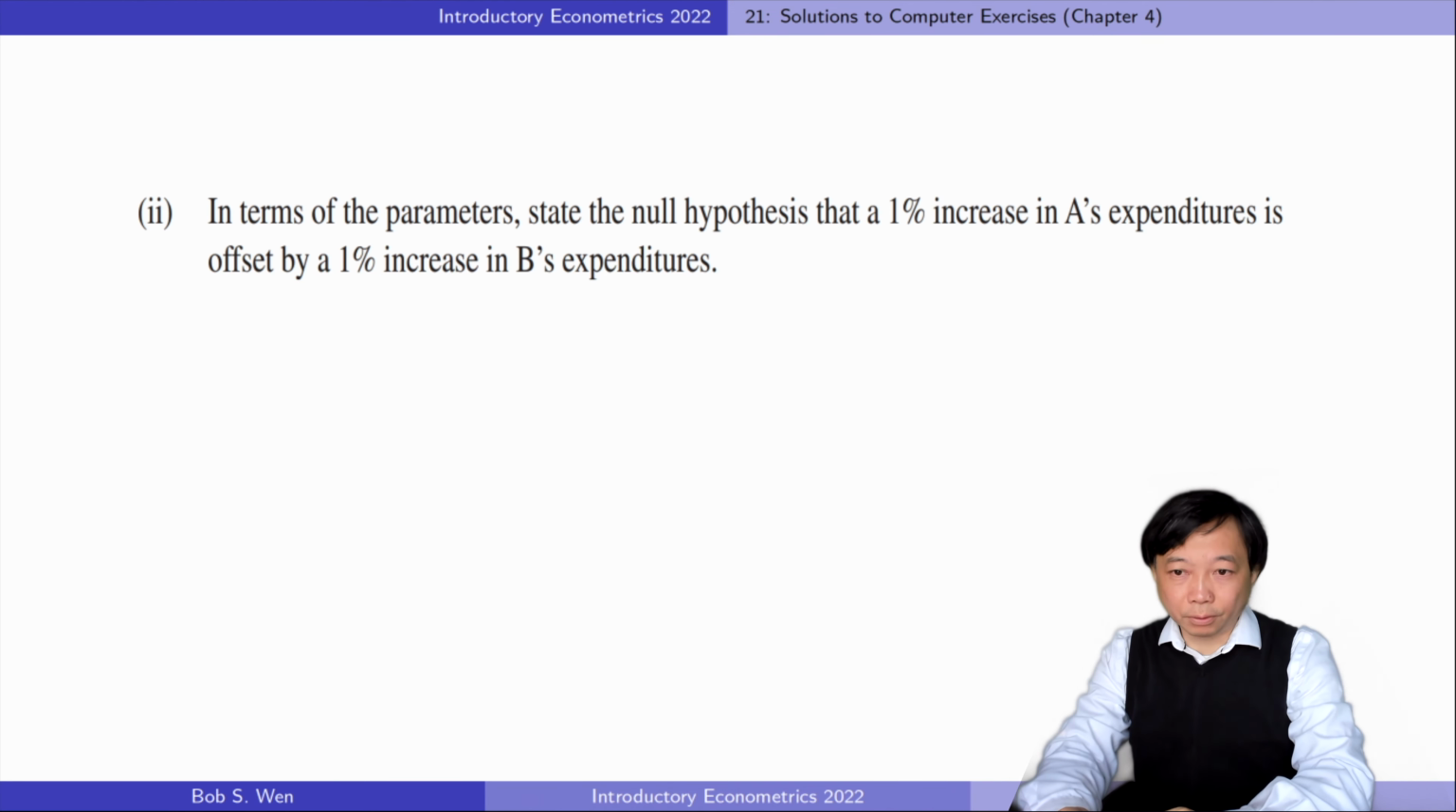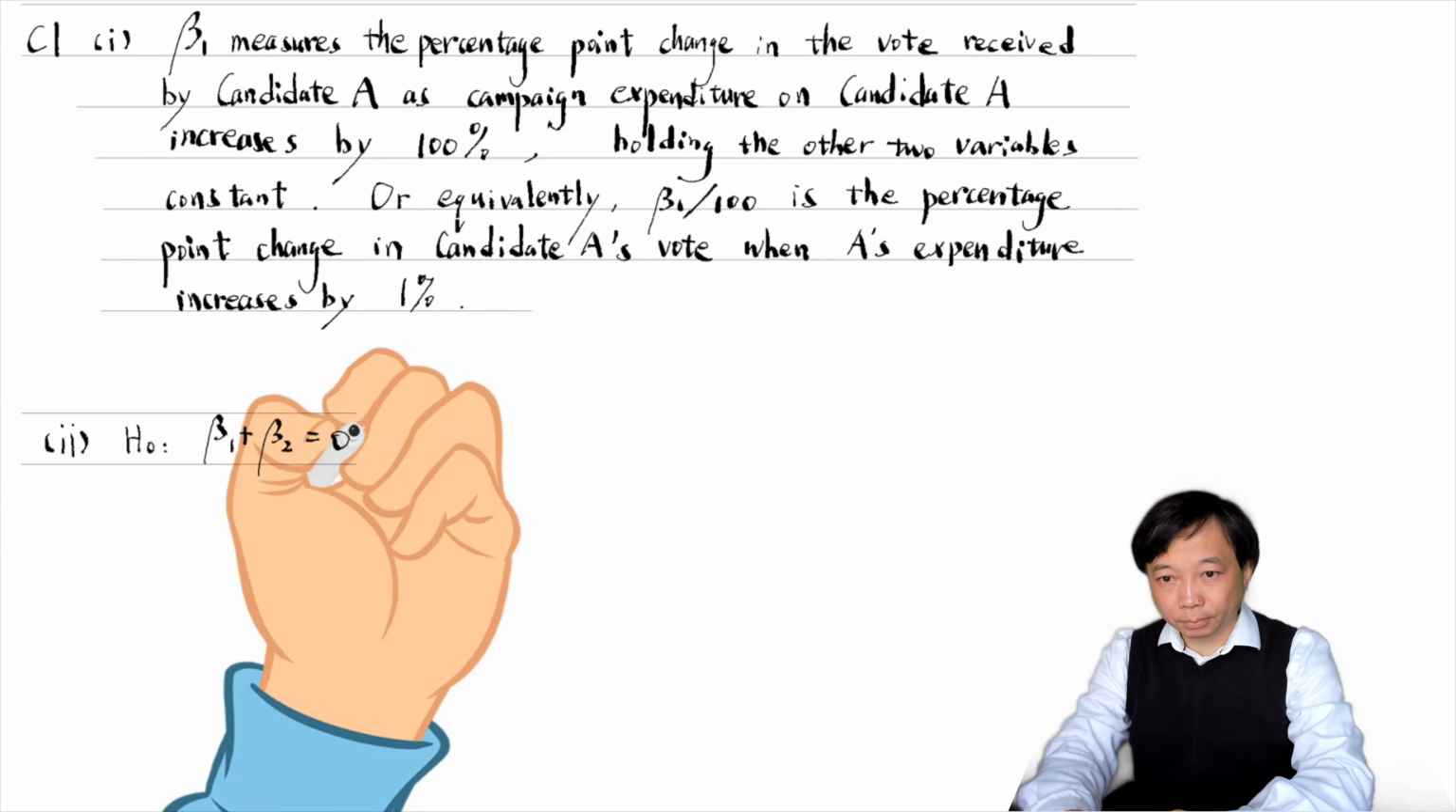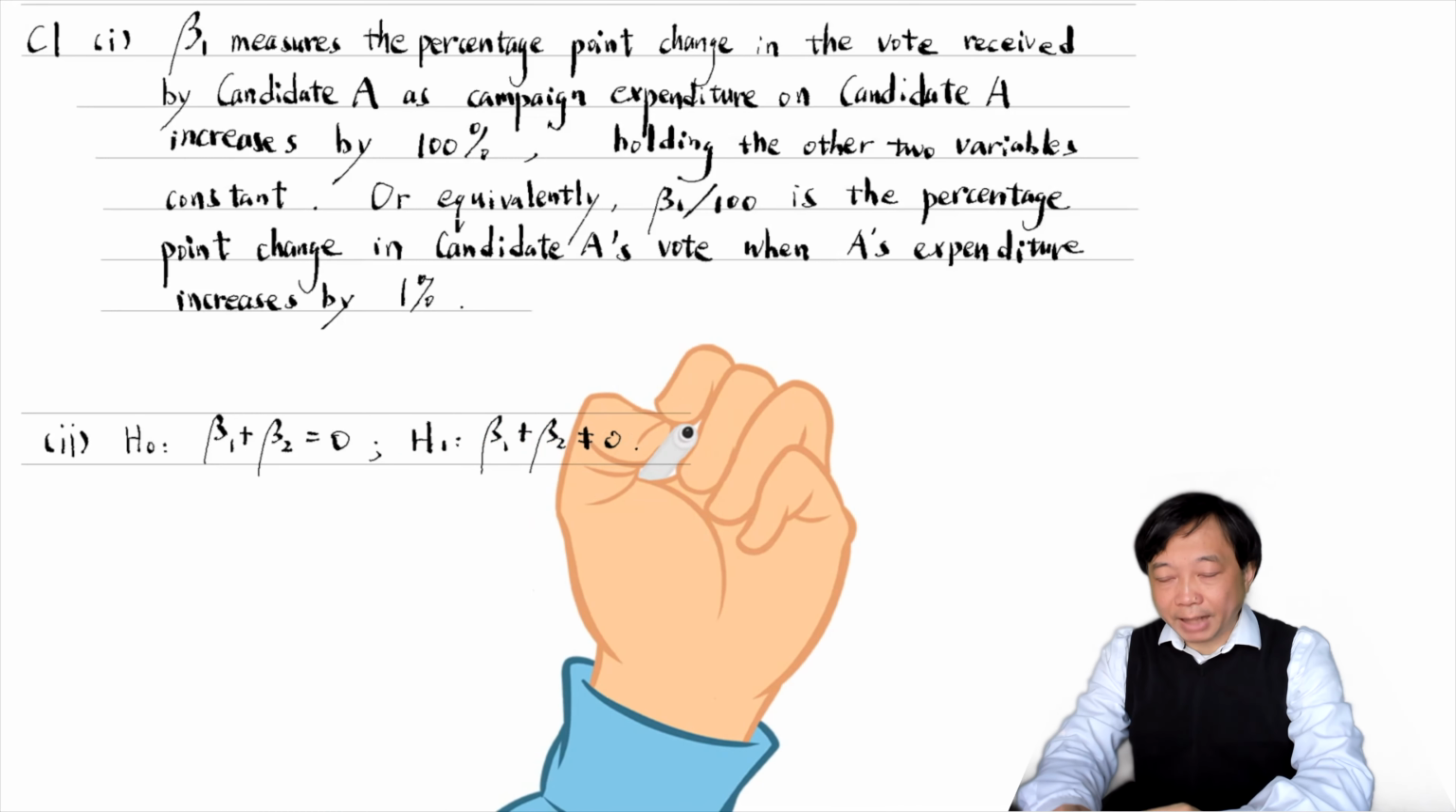For the second question, the null hypothesis is that the sum of beta 1 and beta 2 is 0. In other words, the negative impact of B's expenditure offsets the positive effect of A's expenditure.